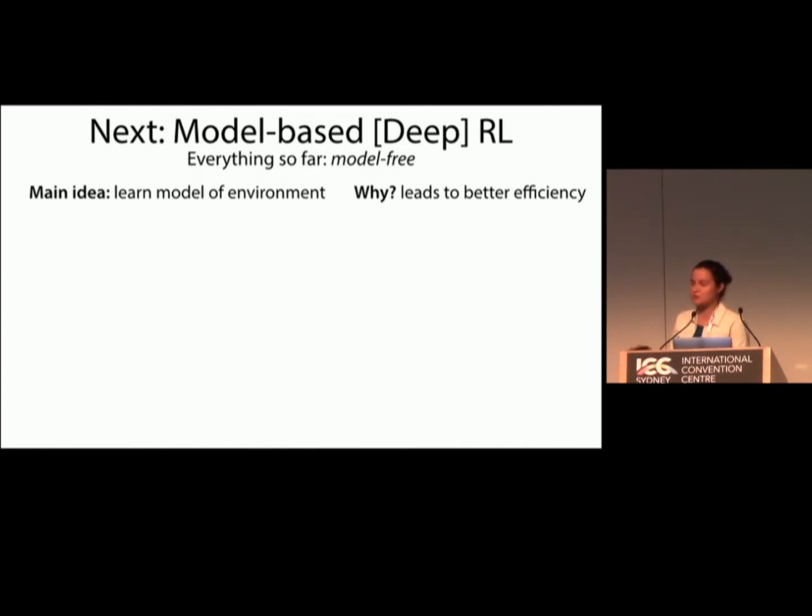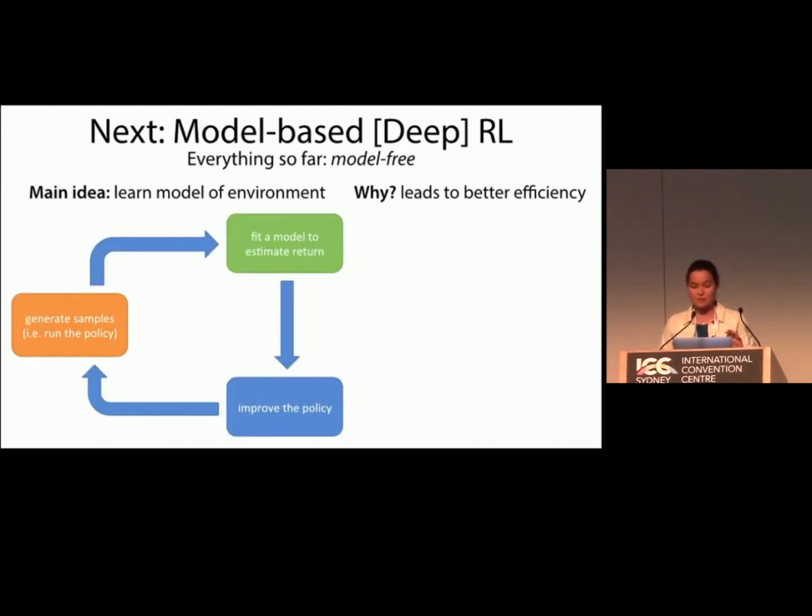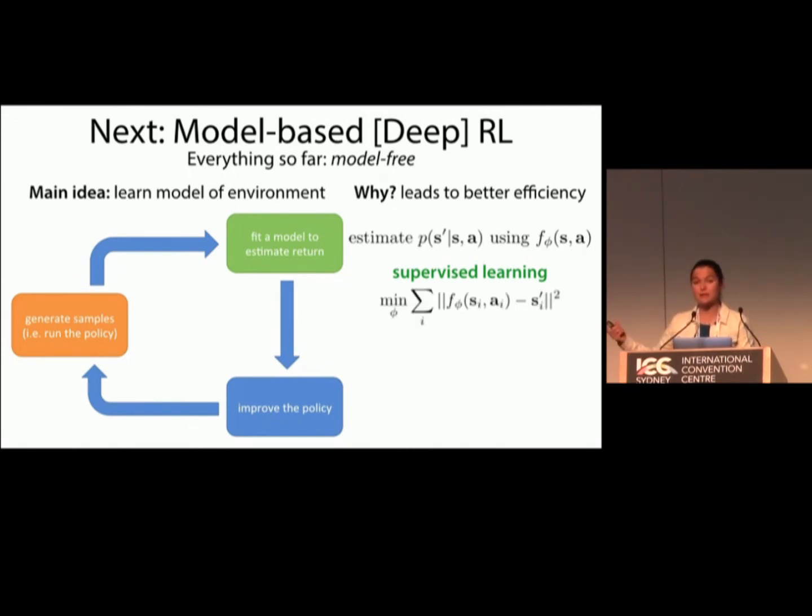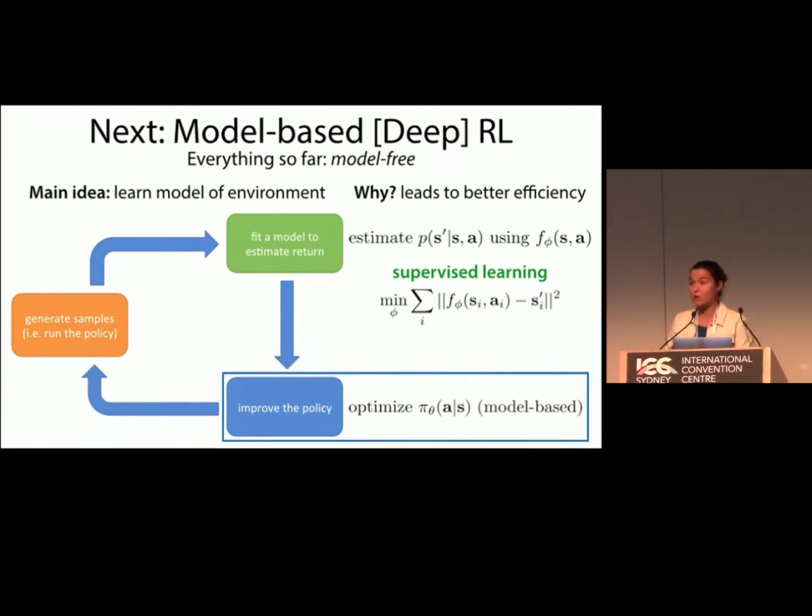And so why do we want to do this? Well, typically these sorts of methods are much more efficient in terms of the amount of data that you have to collect in the environment. So let's bring back this diagram where we have this cycle of generating samples, fitting a model to estimate the return, and improving the policy. In the model-based setting, what we're going to do to fit a model is directly estimate the dynamics using some function approximator f. We can do this with supervised learning just by trying to minimize the error between what we predicted as the next state and the actual next state. And then once we have our estimate of the model, we're going to optimize our policy using that model. And next, we'll talk about one way in which we can do that.